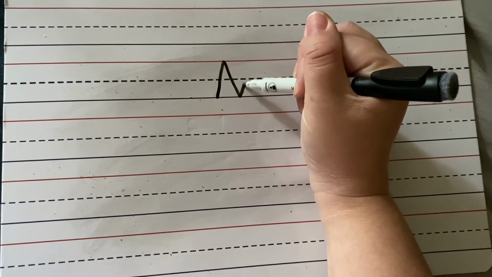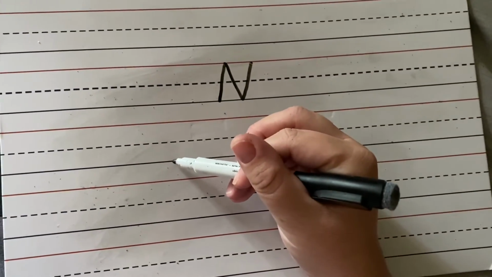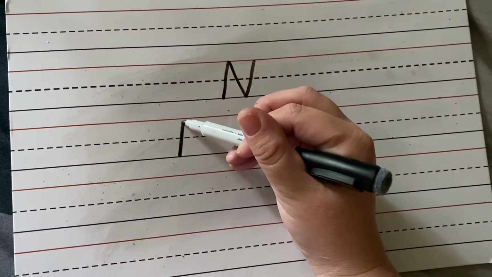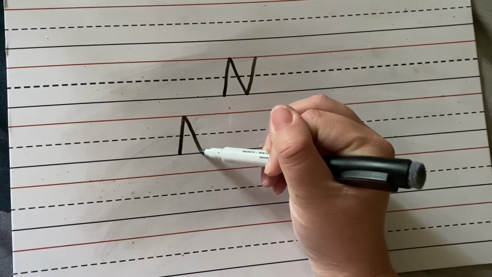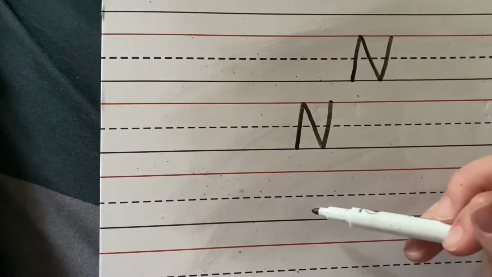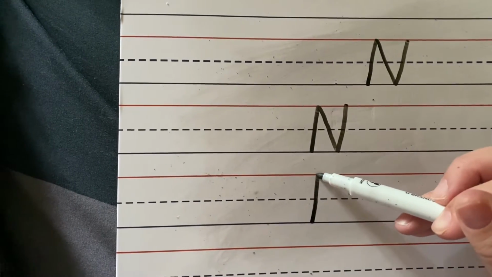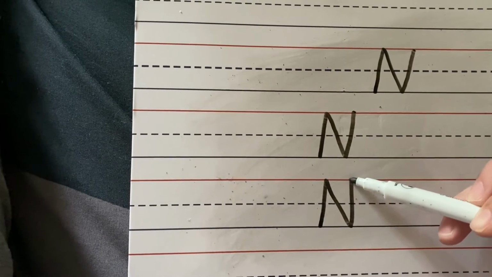First up is the letter N. To make the letter N, you start at the blue line, go up to the red line, down to the blue line, and back up to the red line. Let's try that again. Blue to red, red to blue, and blue to red.